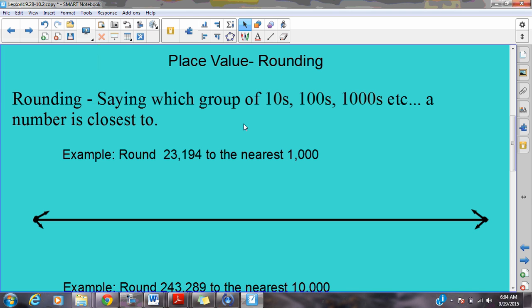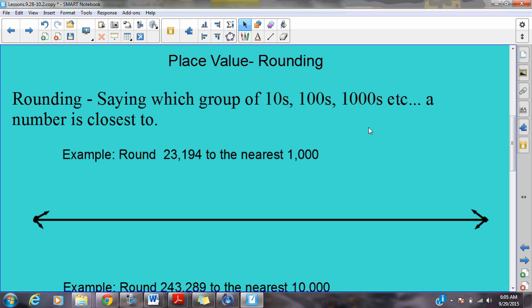Place value, rounding. Rounding is saying which group of tens, hundreds, thousands, or so on a number is closest to. So you could keep going forever on the place value chart to say which group a number is closest to. When you round a number, it's always going to have zeros at the end. What you're rounding it to tells you how many zeros it's going to have.